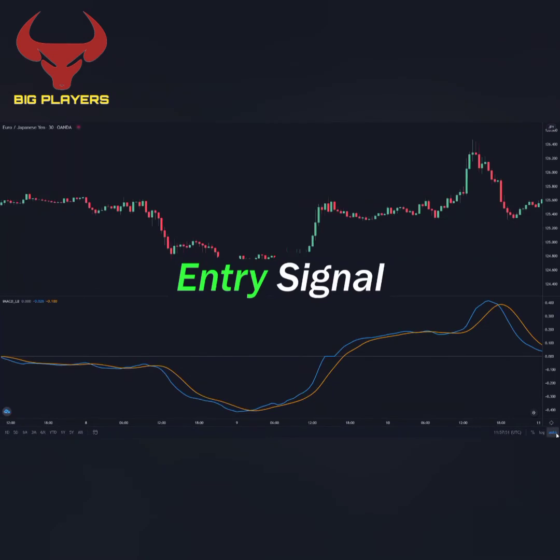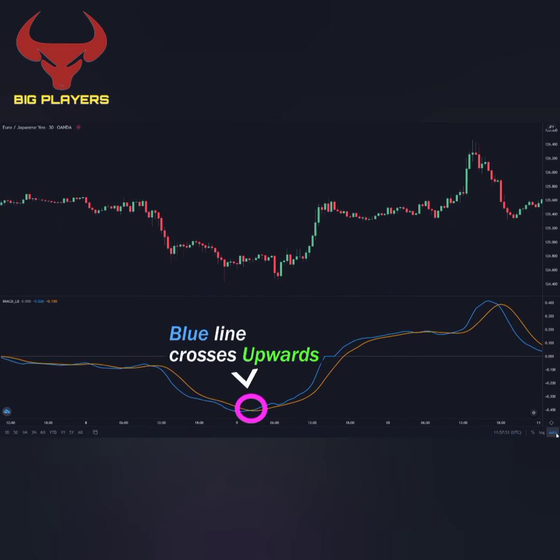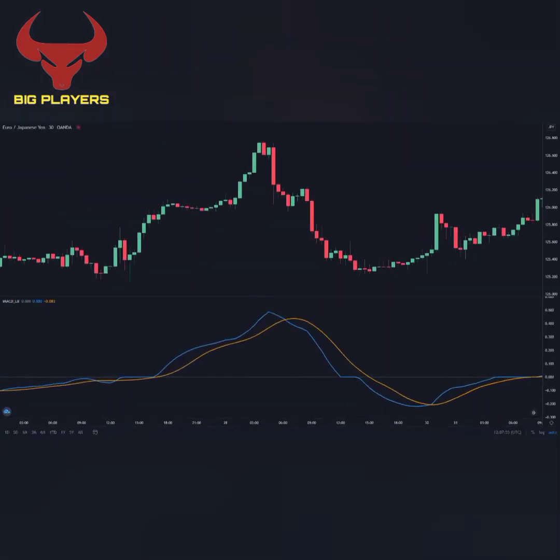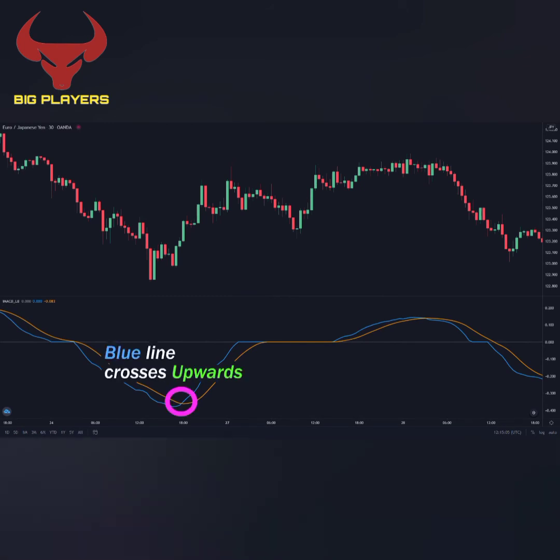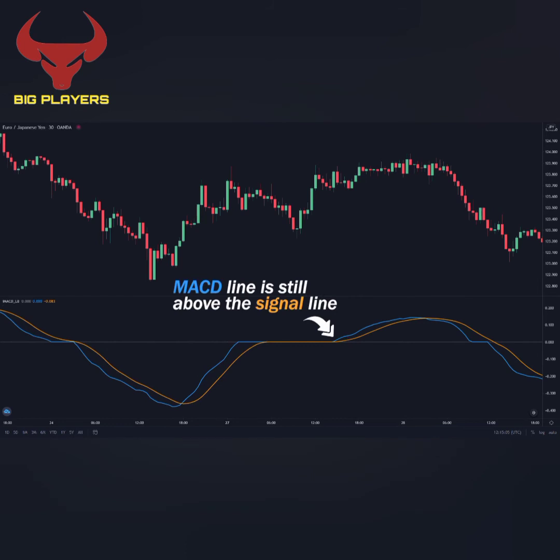My signals for this MACD are exactly the same as the normal MACD. If the blue line crosses upwards, you take a long position, and if it crosses downwards, I close my previous long position and take a new short position. However, flat signals like this don't count as a crossover if the lines remain the same. For example, you can see here the blue line crosses upwards and a flat signal appears. But as you can see, when the flat signal ends, it is still above the signal line. It means this is one continuous trade and you don't close any position here.